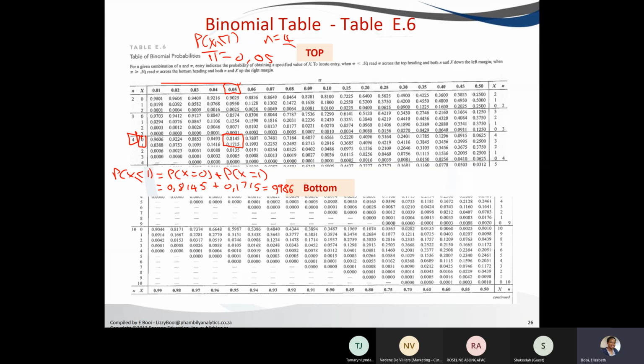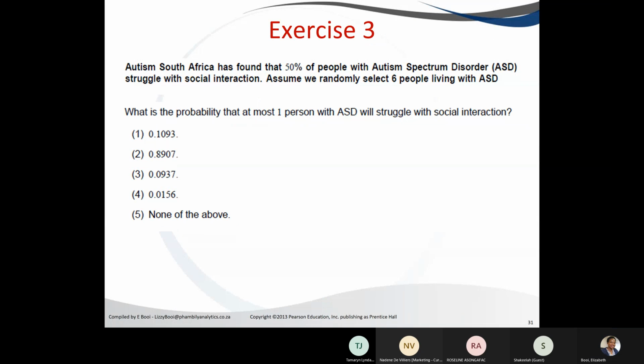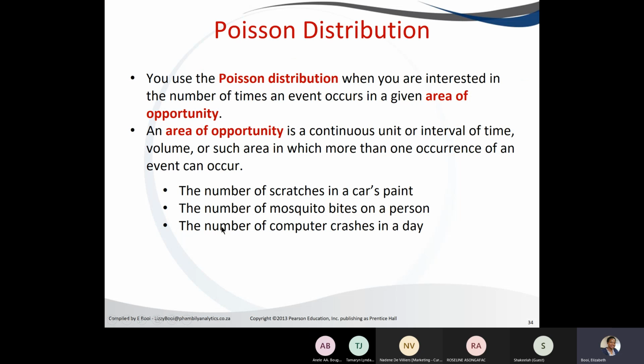I'm not going to ask you to do any of the exercises, but you can look at the questions you got in your assignment and see if you can answer some of those questions. I just want to go to Poisson distribution. Do you have any questions? If there are no questions, then we move on to the Poisson distribution.